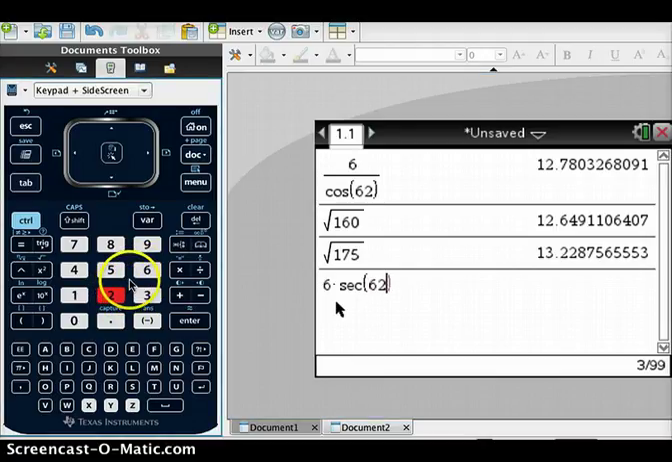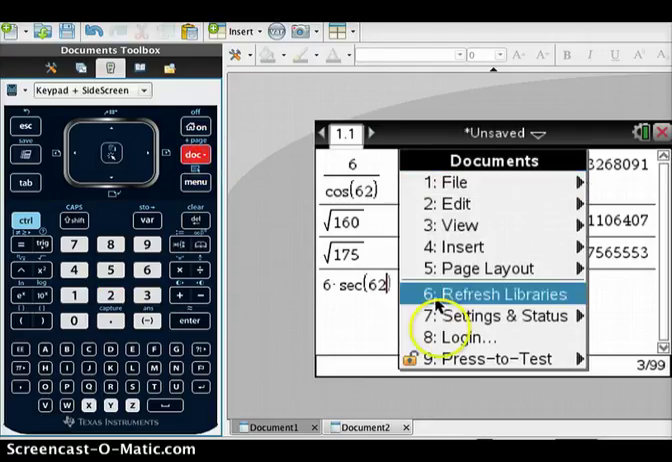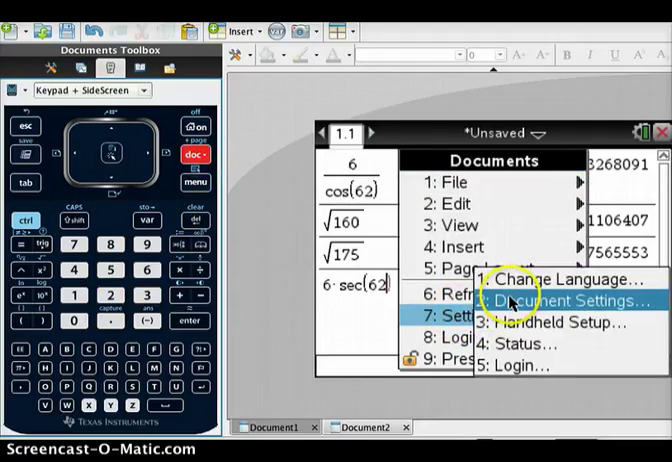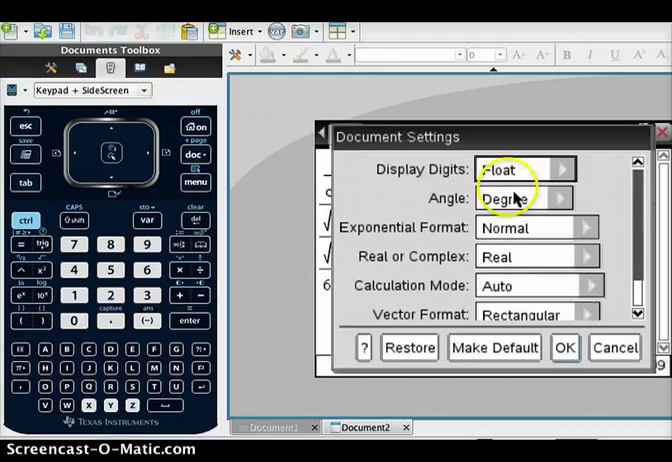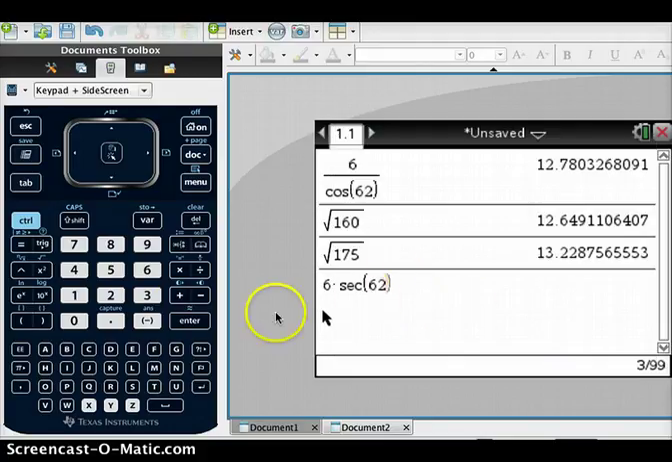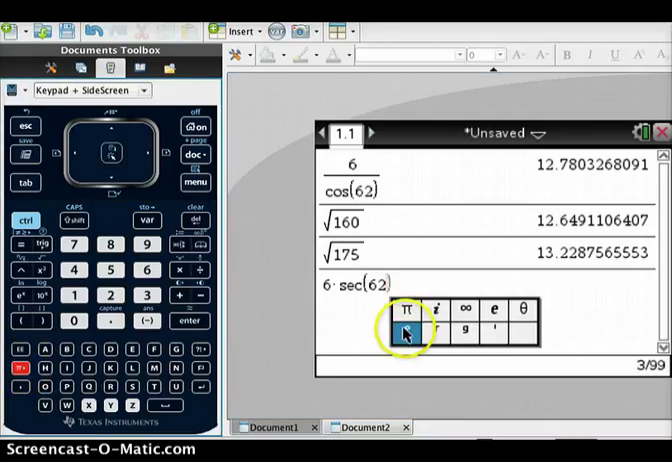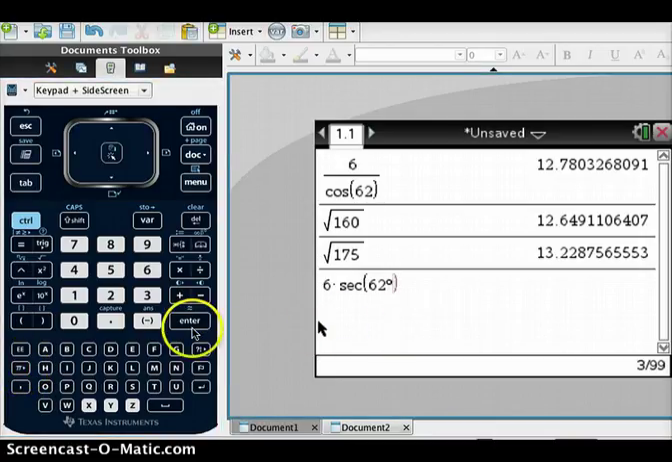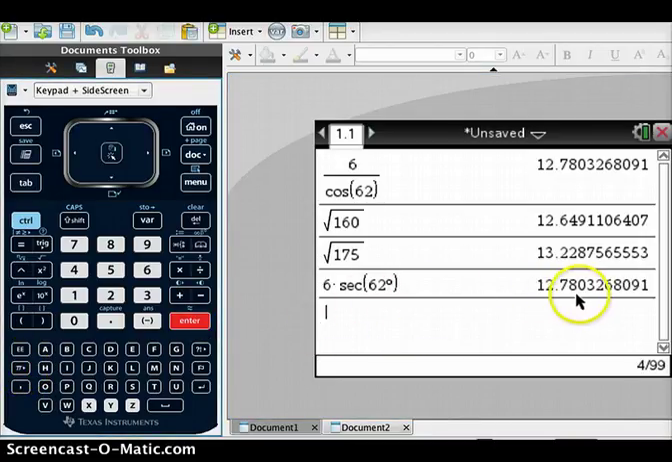Check under document settings whether or not you're in degree mode or radian mode. If you're in degree mode, you can just type in 62 and hit enter. If, on the other hand, you were in radian mode, you'd want to be careful to put in your degree marker. So I can go down here to the pi button, press that degree marker, and hit enter. And you'll notice we get 12.708.